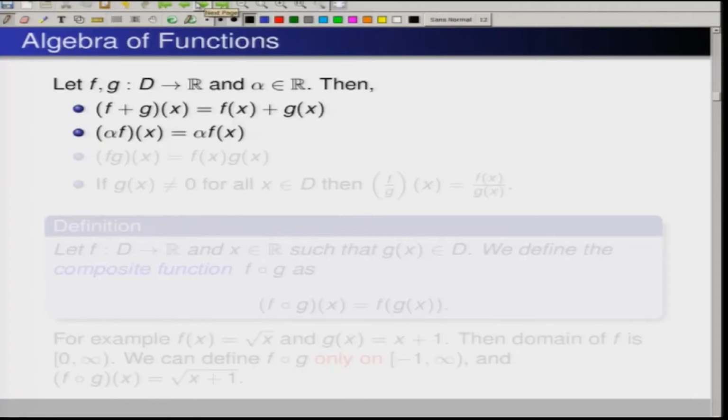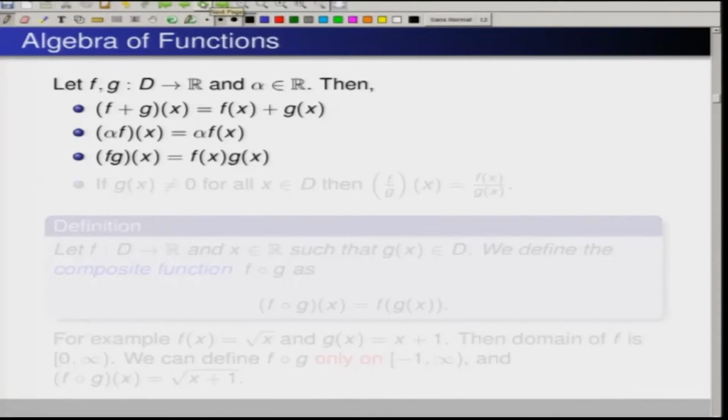Now, if alpha is any real number, then we can define alpha times f. This is going to be a function, and what is that function? We will define it to be alpha into f of x. Now, f of x is a real number, alpha is a real number, and we can multiply two real numbers. So on the right hand side, alpha times f of x is a very well defined number, and on the left side we are now defining the scalar multiplication on the set of all functions.